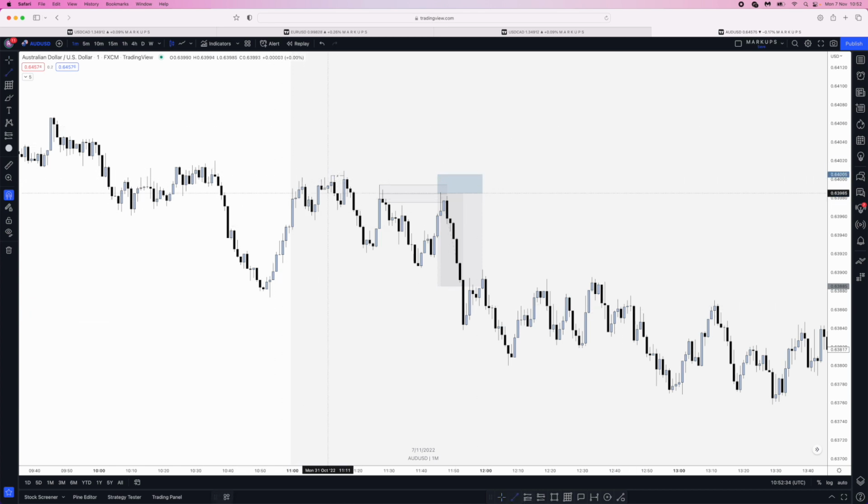And then what we get is a break of structure to the downside. So break of structure to the downside, then we get a mitigation. So we get a mitigation right there. So we mitigate this buy to sell candle here. Then what happens is we come down and then we break structure again.